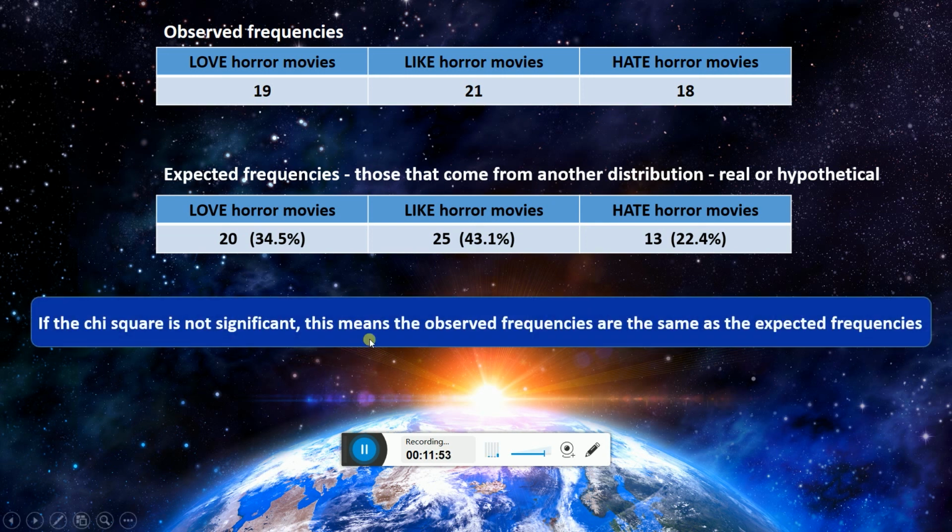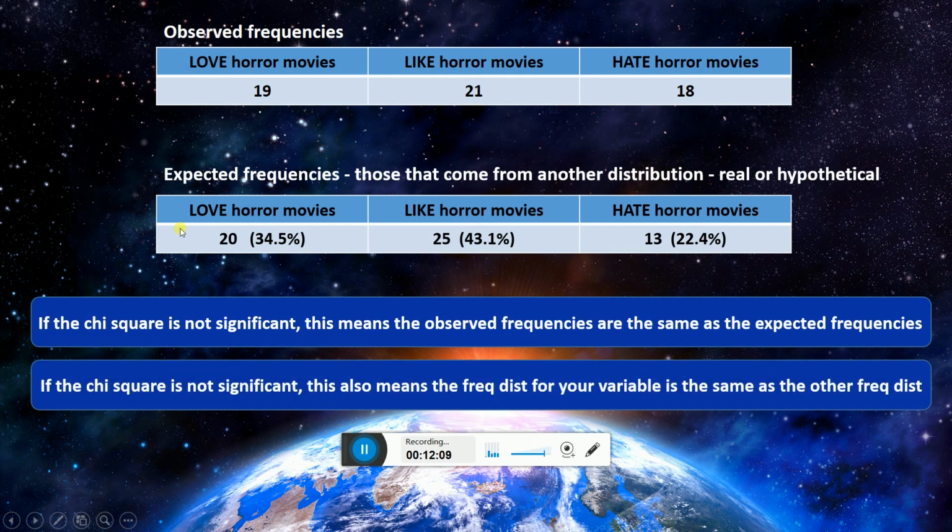And if it's not significant, it means, once again, that our observed frequencies are the same as the expected frequencies. So there's no difference between this distribution and that distribution. So what can we conclude? Well, if it's not significant, it means that our distribution is distributed the same way as this distribution. So the distribution of people who love, like, and hate horror movies in our sample is statistically the same as what we would expect to see in the population.